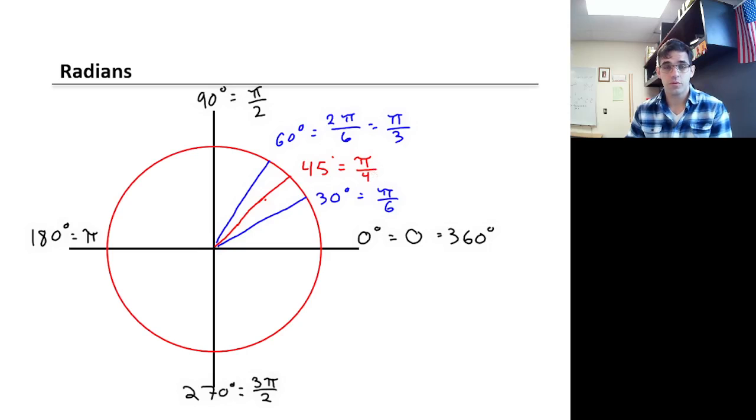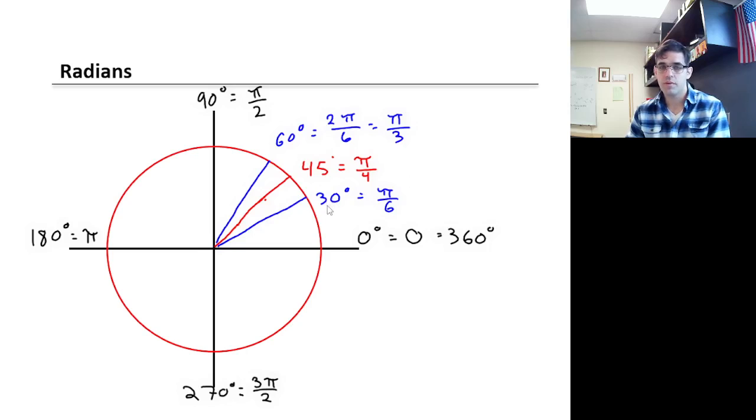And then other useful ones to know are like cutting by thirds. So if I have 30 degrees, well, 30 degrees goes into 180 six times. So 30 degrees is 1/6 of a pi, or pi over 6. And 60 degrees is just double 30 degrees. So if we double pi over 6, we get 2 pi over 6, which simplifies to pi over 3. So 30 degrees is pi over 6 radians, and 60 degrees is pi over 3 radians.